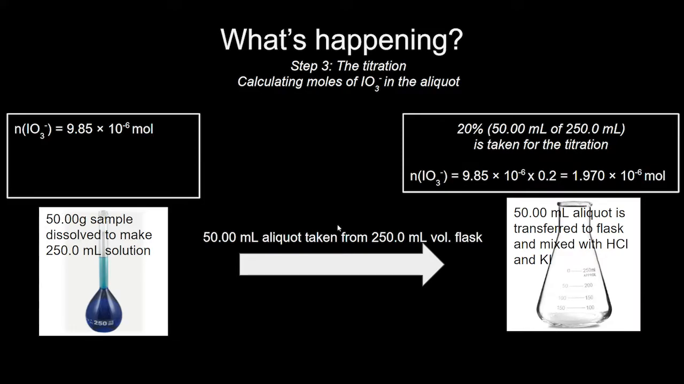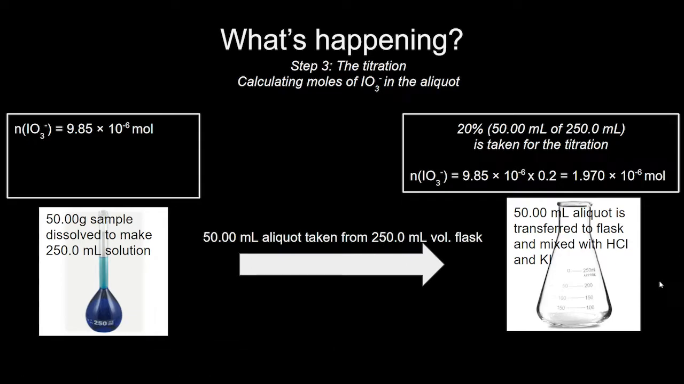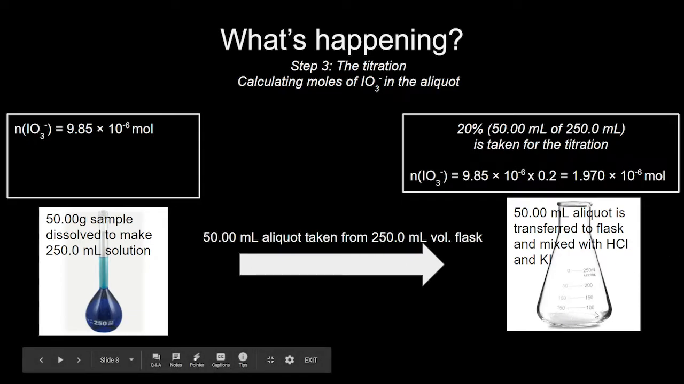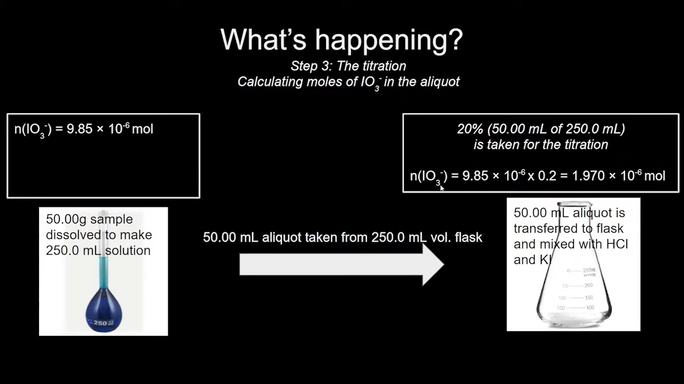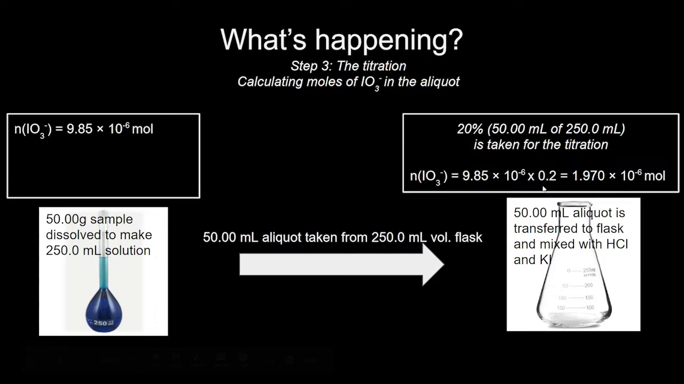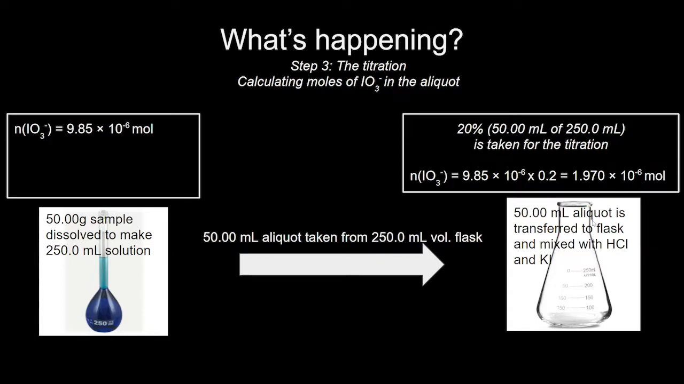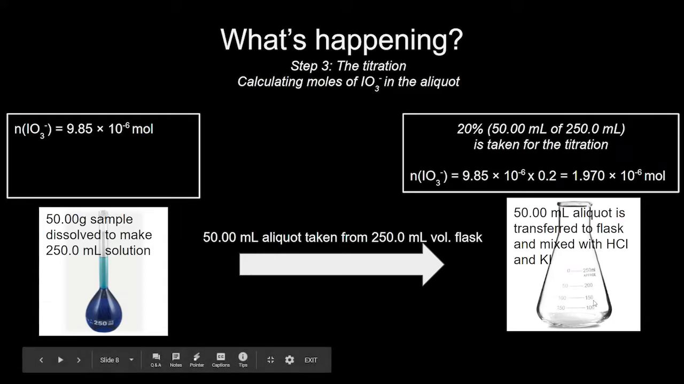When we took a 50 ml sample out of 250 mils, we've taken 20% of the volume out. So there will be 20% of the moles in here compared to what we had in here. So you can see right here, the true number of moles of iodate in our conical flask where our sample is going to be when we were titrating it is actually 20%. So 0.2 times the total number of moles of iodate in our flask. And we get that the actual amount of iodate is 20% of that value. It's 1.97 times 10 to the negative 6 moles. So that's the number of moles of iodate in our actual sample we're titrating.